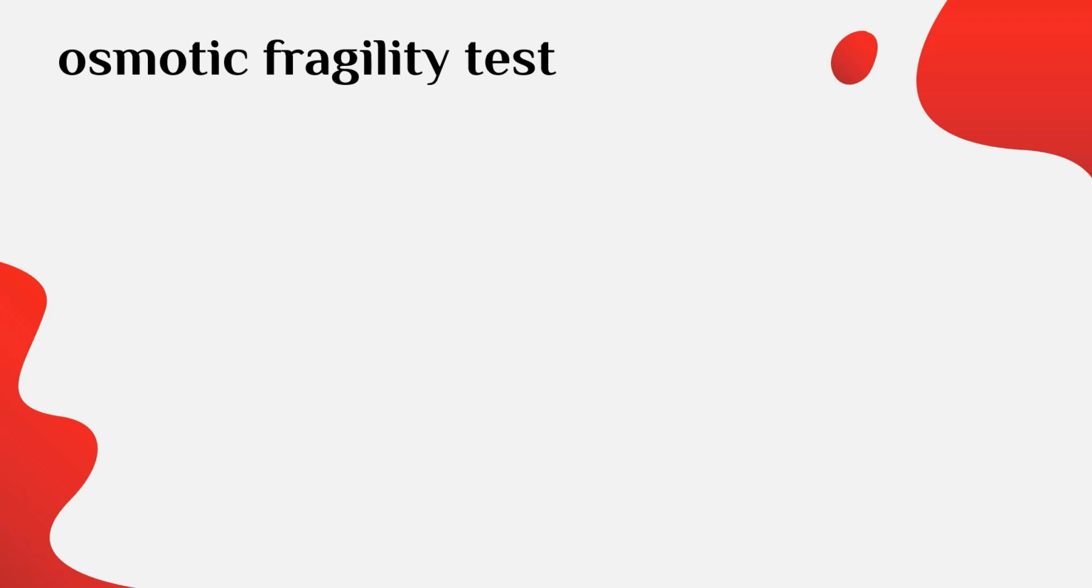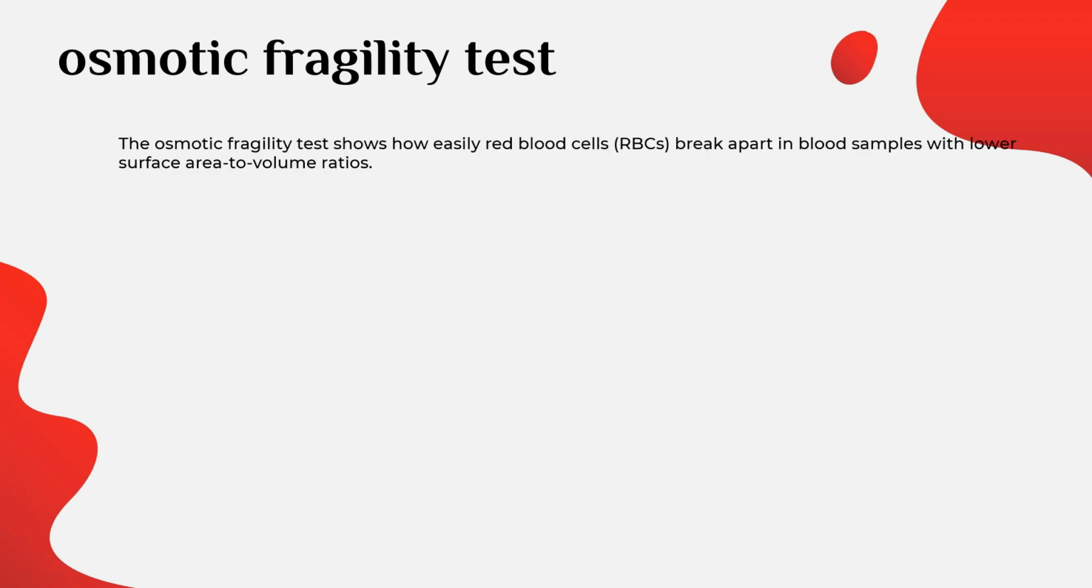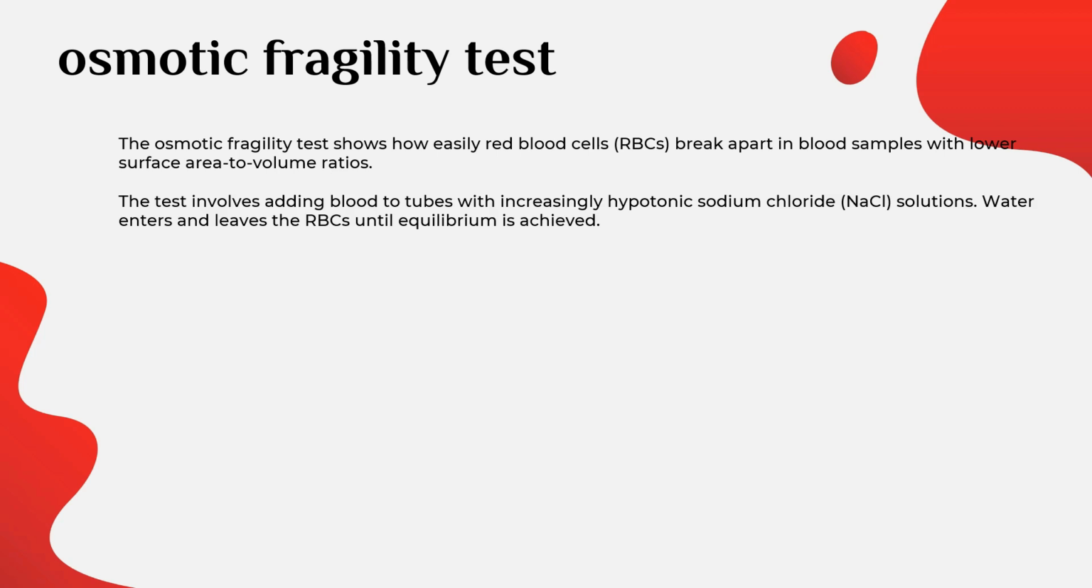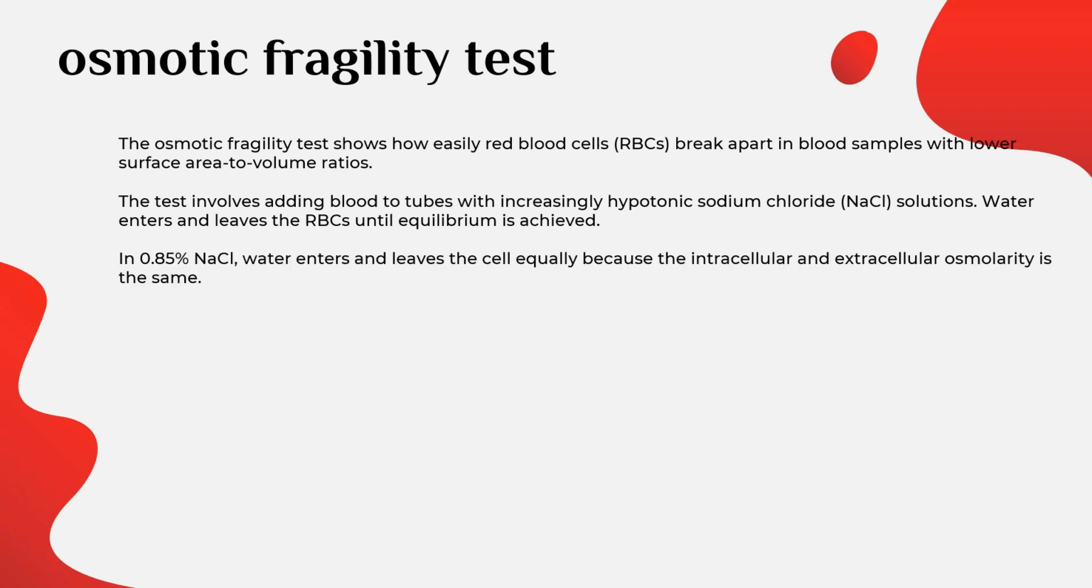Osmotic fragility test. The osmotic fragility test shows how easily red blood cells break apart in blood samples with lower surface area to volume ratios. The test involves adding blood to tubes with increasingly hypotonic sodium chloride solutions. Water enters and leaves the RBCs until equilibrium is achieved. In 0.85% NaCl, water enters and leaves the cell equally because the intracellular and extracellular osmolarity is the same.